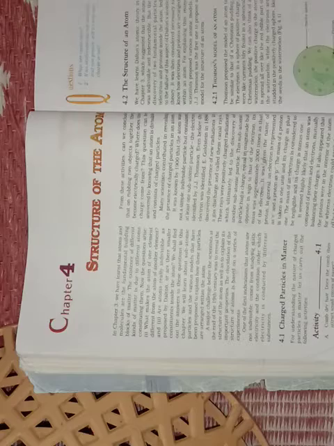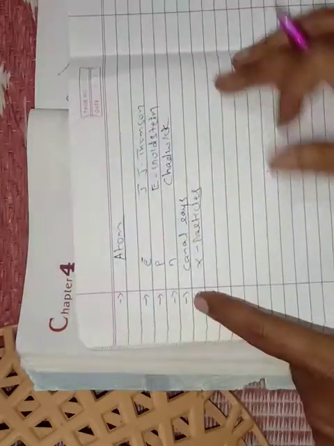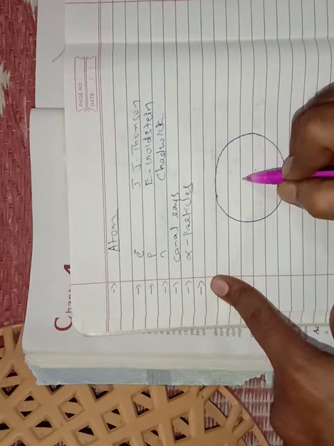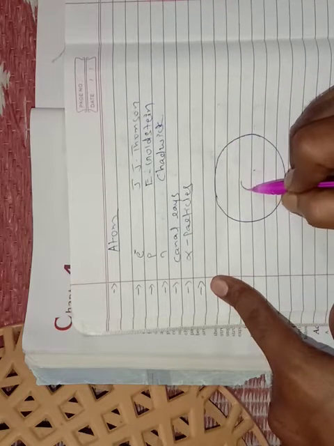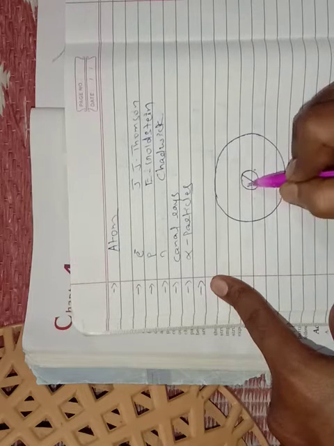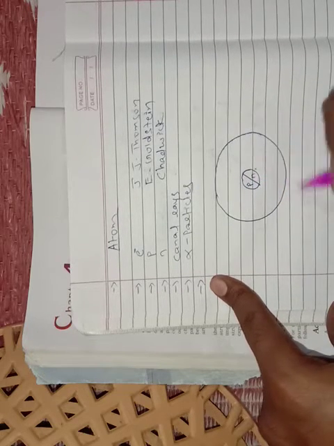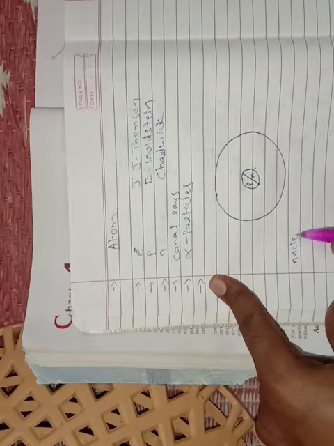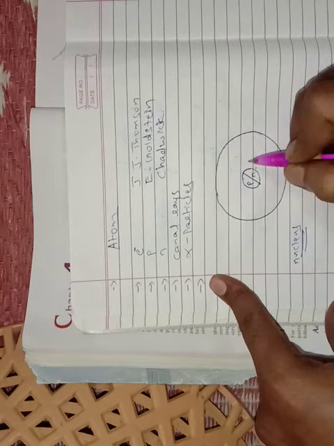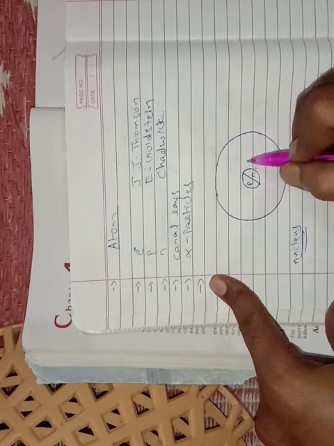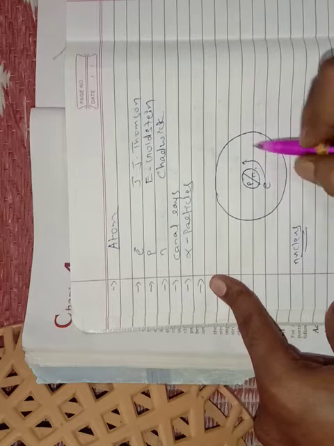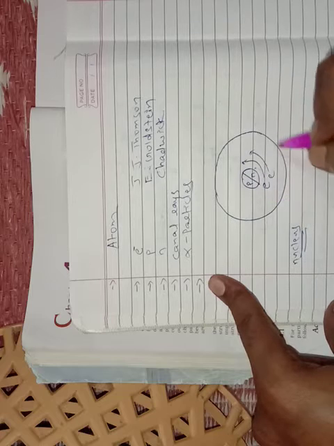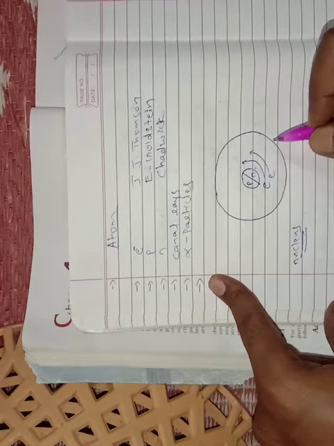Let us have a diagram of an atom. Every atom consists of what? Electron, proton and neutron. Proton and neutron are present at the center of the atom. That center of the atom we are calling a nucleus. Surrounding this nucleus, electrons are revolving in a specific orbit, or the path of the electrons is called orbits.